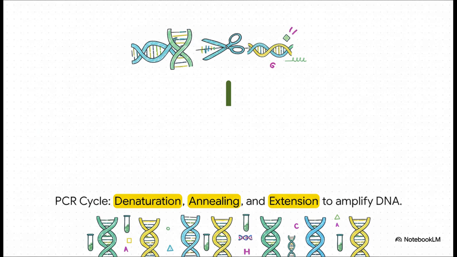First, denaturation. We heat up the DNA and the 2 strands separate. Second, annealing. We cool it down a bit so tiny little starter pieces called primers can attach. And third, extension. A special enzyme called Taq polymerase comes and copies the rest of the strand.